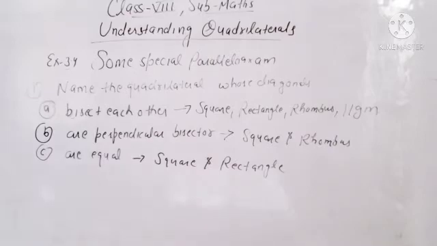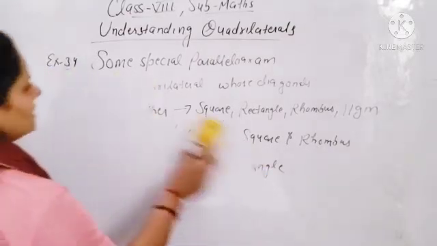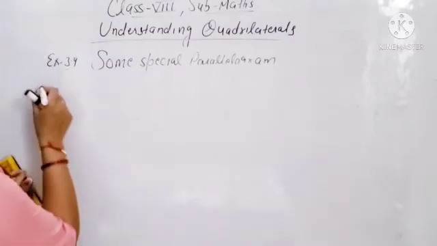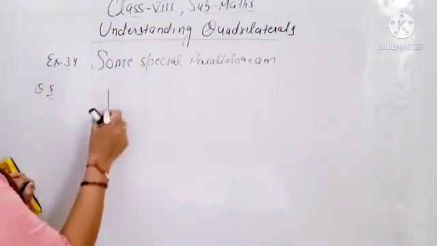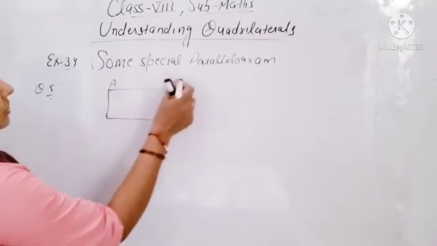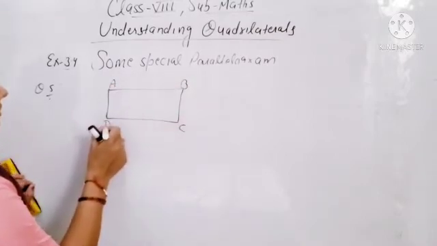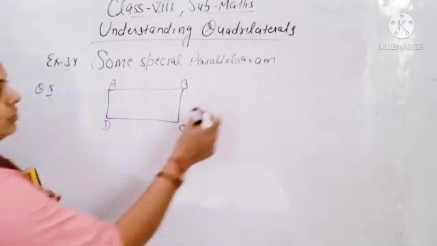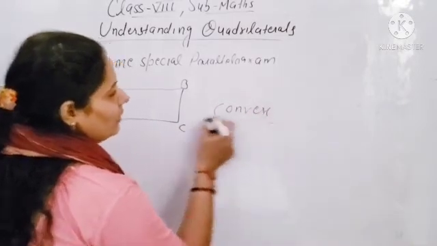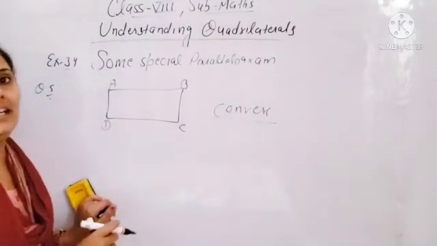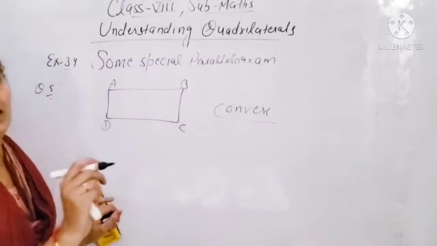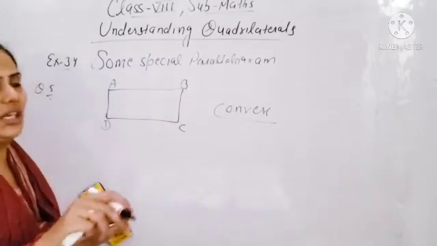Next question, why is a rectangle a convex quadrilateral? Take, for example, a rectangle ABCD. How will it be convex? I have told the property of convex: all the angles will be less than 180 degrees and the diagonals will be interior, inside of the polygon.